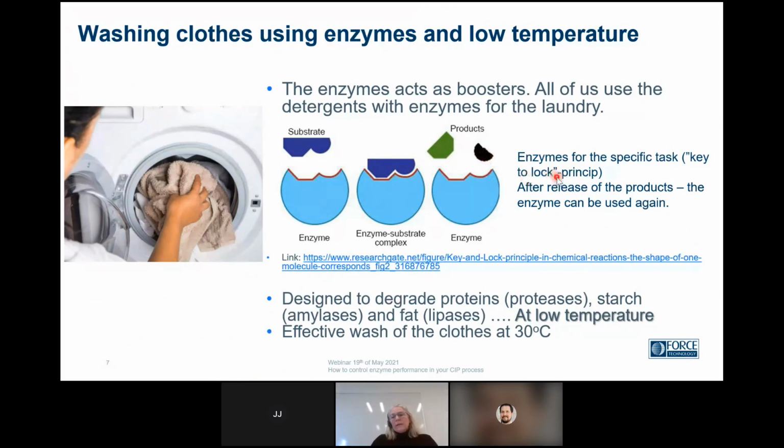So the enzymes are each for a specific task. We call it the key-to-lock principle. And after releasing the products here, the enzyme can be used again. So the enzymes are designed to degrade proteins, that is proteinases, starch, that is amylases, and fat, that is lipases. So at low temperature, we can wash the clothes effectively and well.